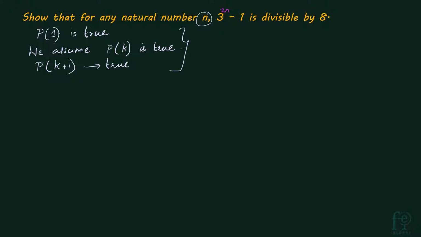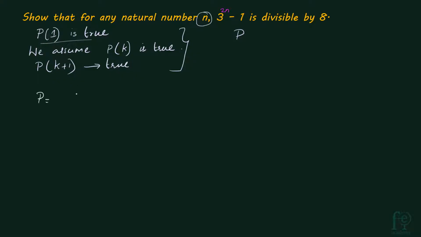So what are the steps? For any statement P, you have to prove that P of 1 is true. Then you have to assume P of k is true. If P of k is assumed to be true, then P of k plus 1 also should be true. So let's go to this example.